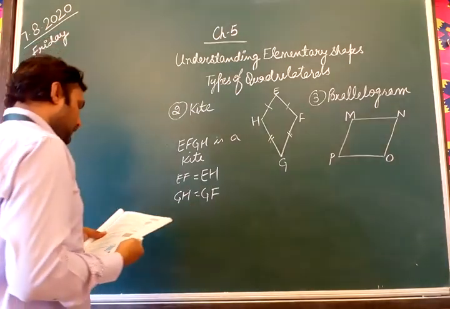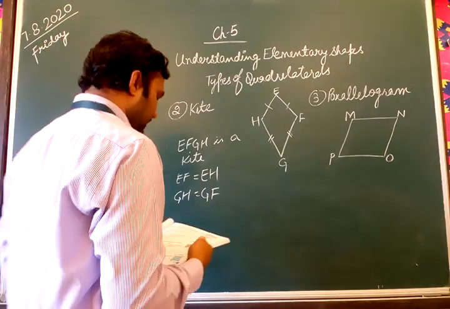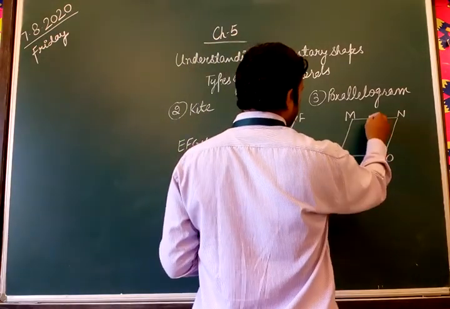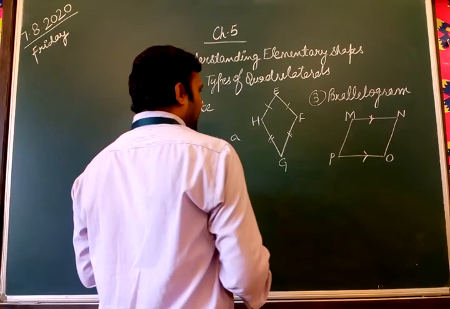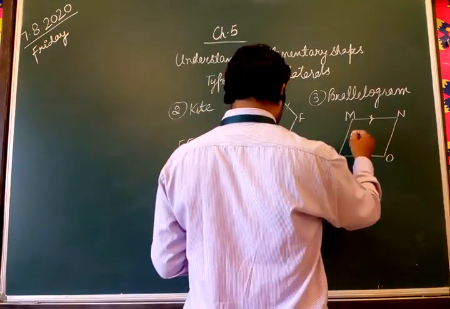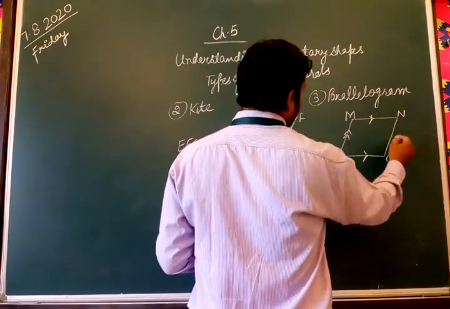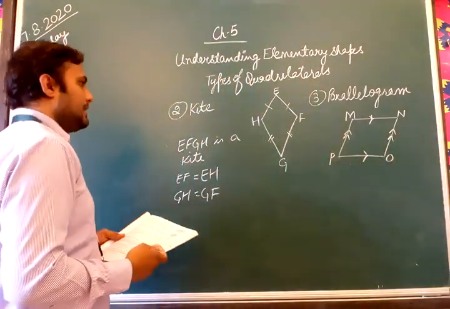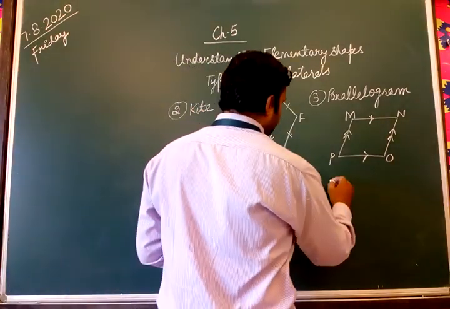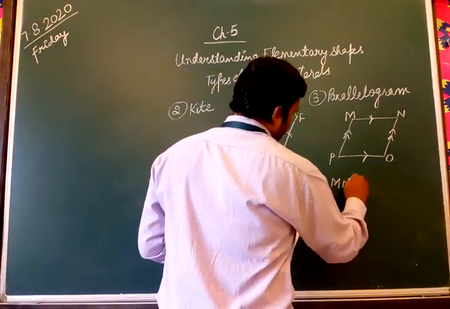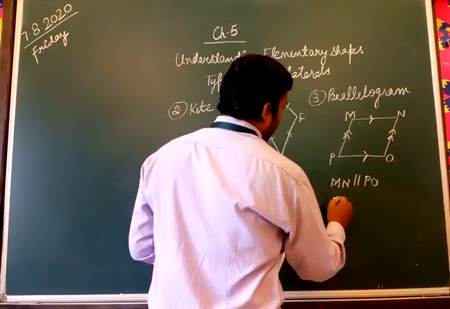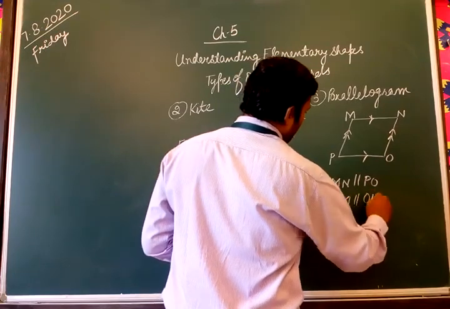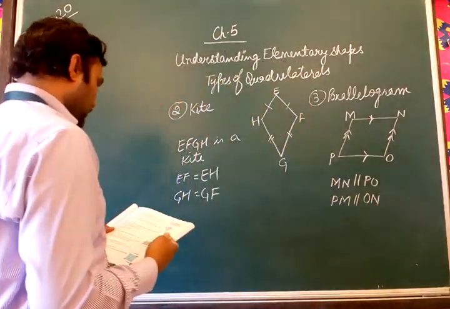MNOP. In a parallelogram, both pairs of opposite sides are parallel. It means MN is parallel to PO, and PM is parallel to ON. Both pairs of opposite sides are parallel.